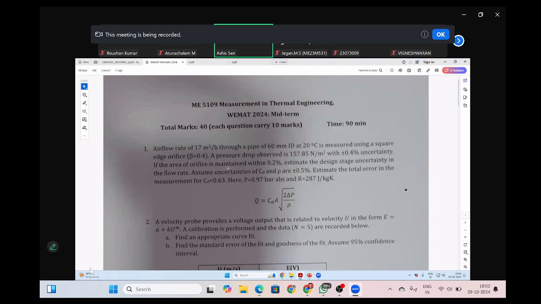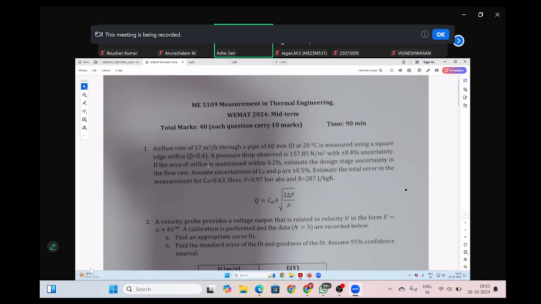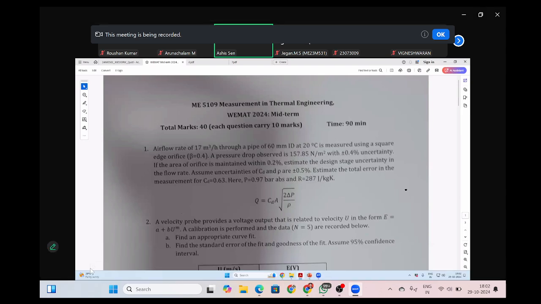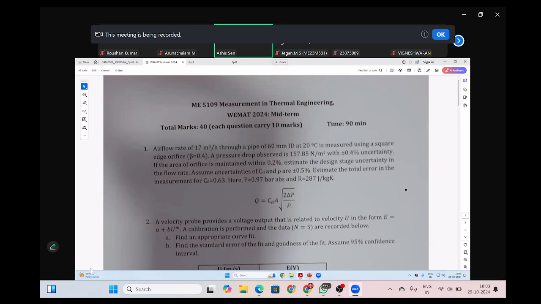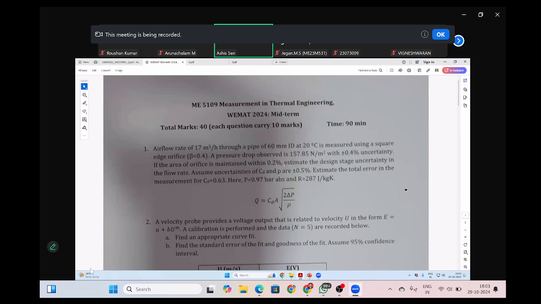If the area of orifice is maintained within 0.2%, that means the uncertainty in the area of the orifice is 0.2%. When we say percentage, that means the uncertainty value divided by the original value or the nominal value, into 100, gives you the percentage. Okay. So it says that if the area of orifice is maintained within 0.2%, estimate the design stage uncertainty in the flow rate.